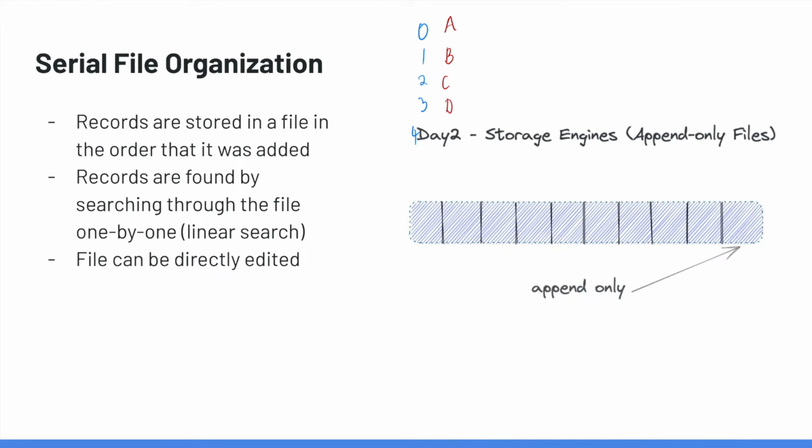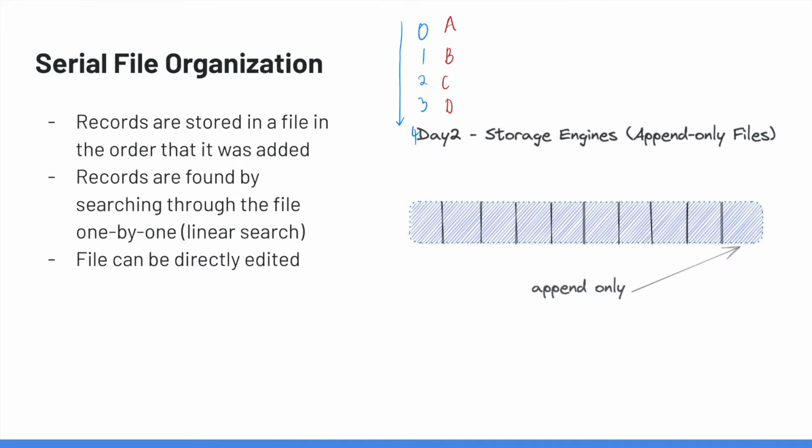Now, if we want to find a specific record, we need to do a linear search, so we need to go through every position in our file until we find the record that we want. Or optionally, if we just want to access a record at a specific position, still we'd have to do a linear search, go through every single position until we get the position that we want.